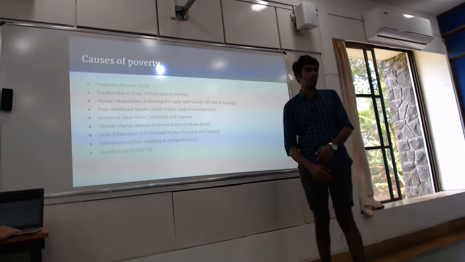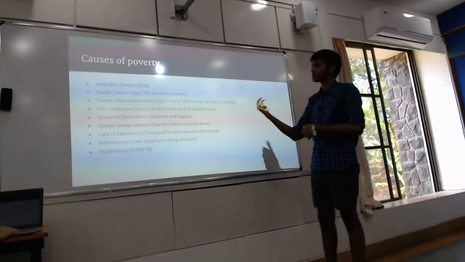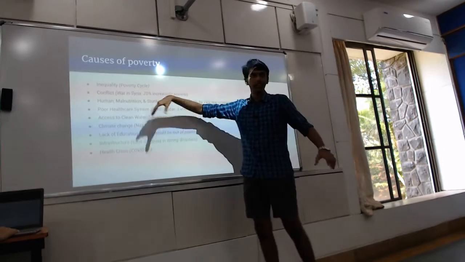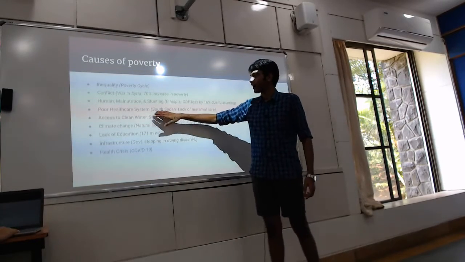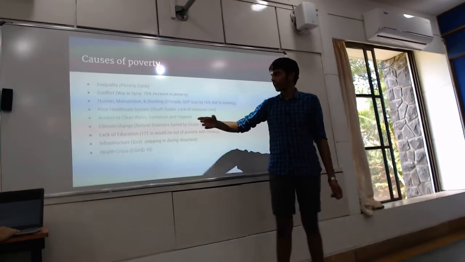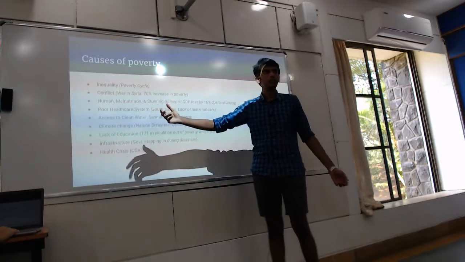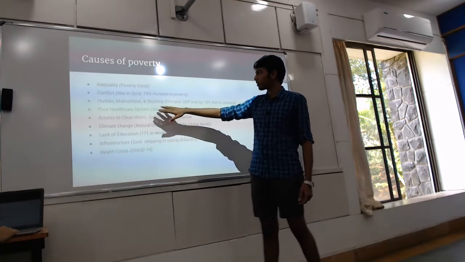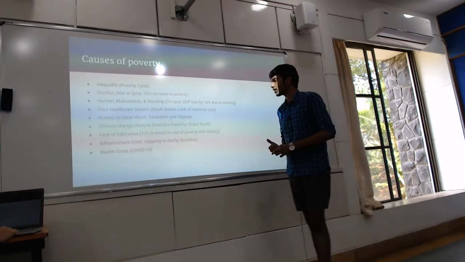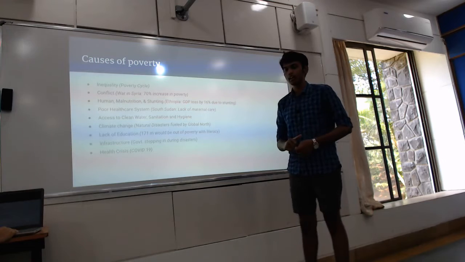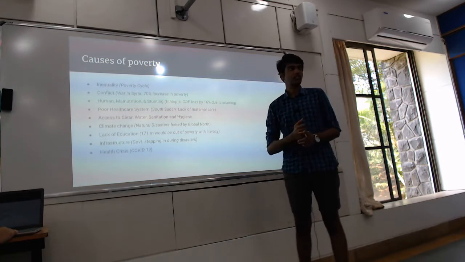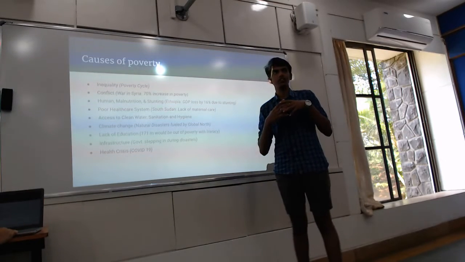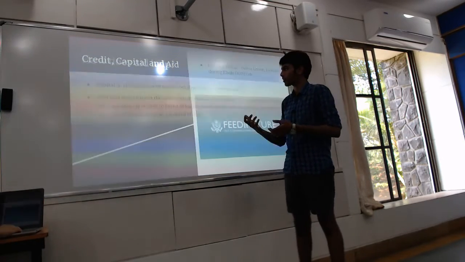So, what are the causes of poverty? As we saw, inequality is one of the reasons, just like in the poverty cycle. Then conflict, like war zones. The war in Syria has led to a 70% increase in poverty, which is one of the case studies. Then we have human malnutrition and stunting. For example, in the case of Ethiopia, GDP was lost by 16% just due to stunting. Stunting is when children do not mature properly.